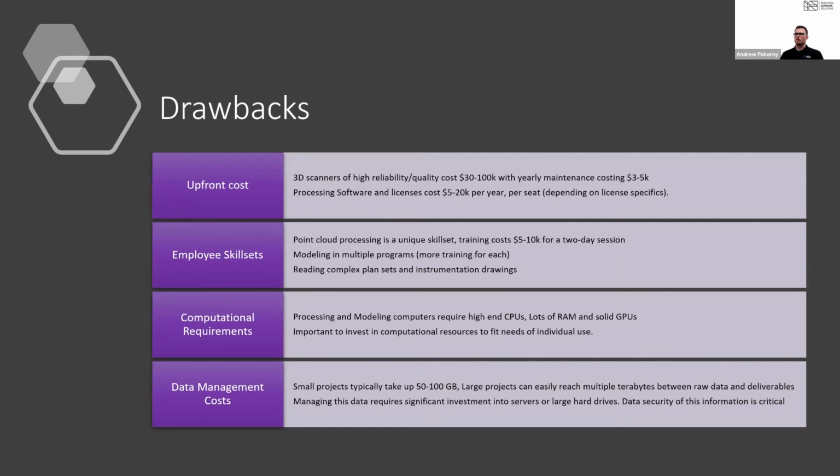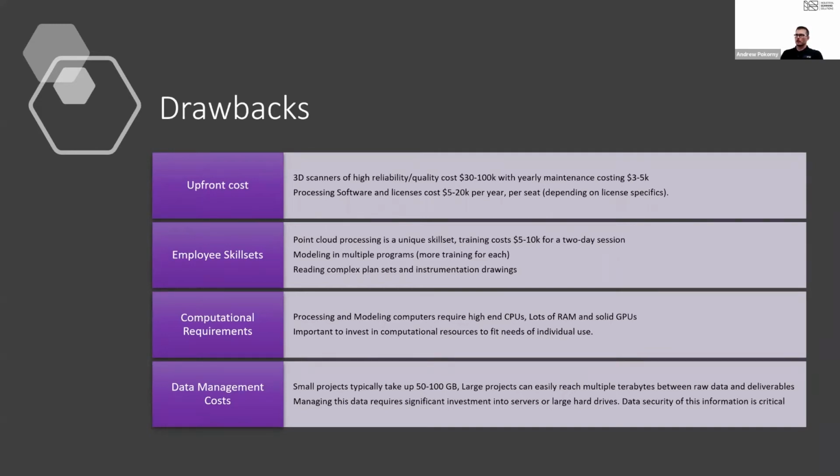And the processing software and modeling software licenses can cost $5,000 to $20,000 a year, depending on what your exact license requirements are, and depending on what program you're using to register and model that information.